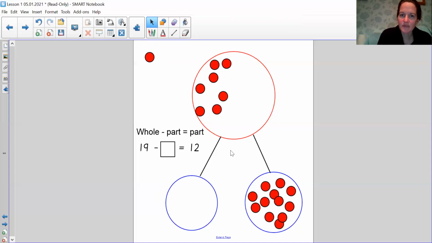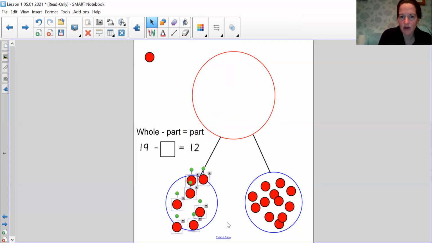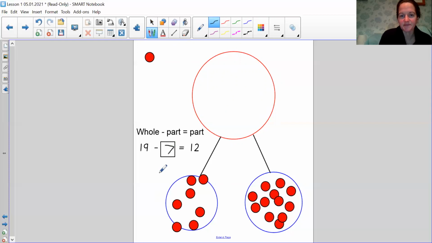So what does that mean? It means these are my leftovers and they all need to go down into my other part. And let's count how many I have. 1, 2, 3, 4, 5, 6, 7. So in that part, I then have 7.